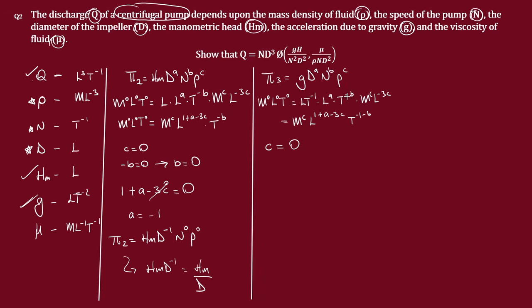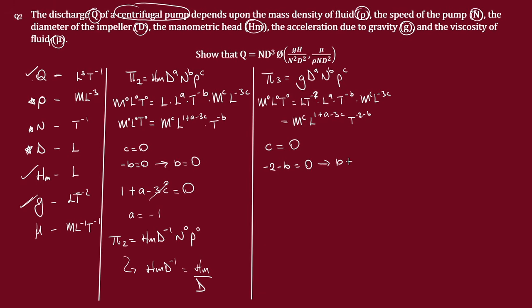Minus 1 minus b is going to equal 0. L t to the minus 1. L t to the minus 2. Pardon me. Okay? So g is an acceleration. Small g is acceleration due to gravity. So that's going to be t to the minus 2. Okay? So our second simultaneous equation, minus 2 minus b is going to equal 0.